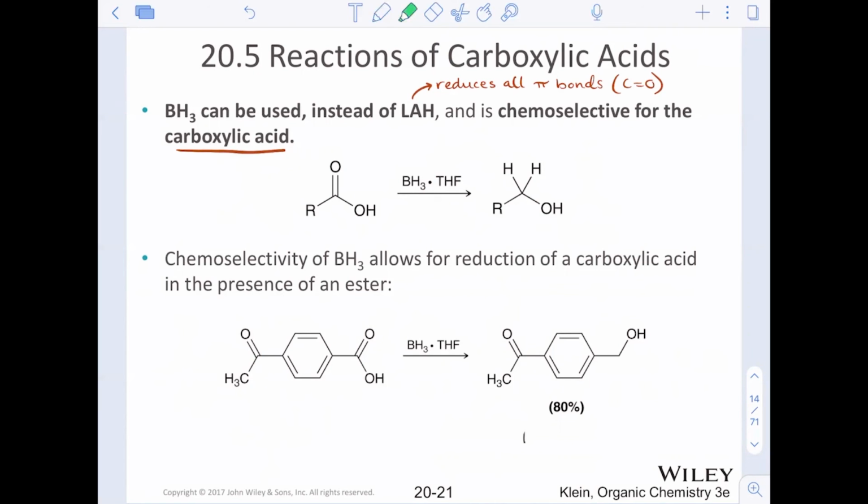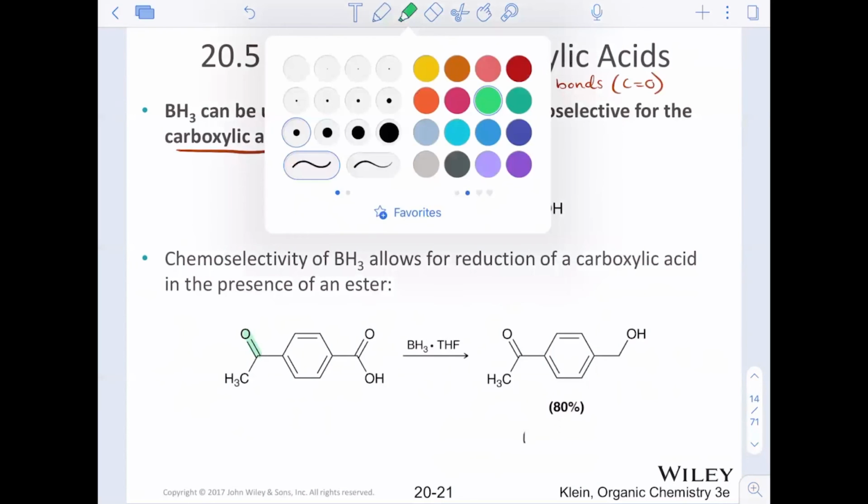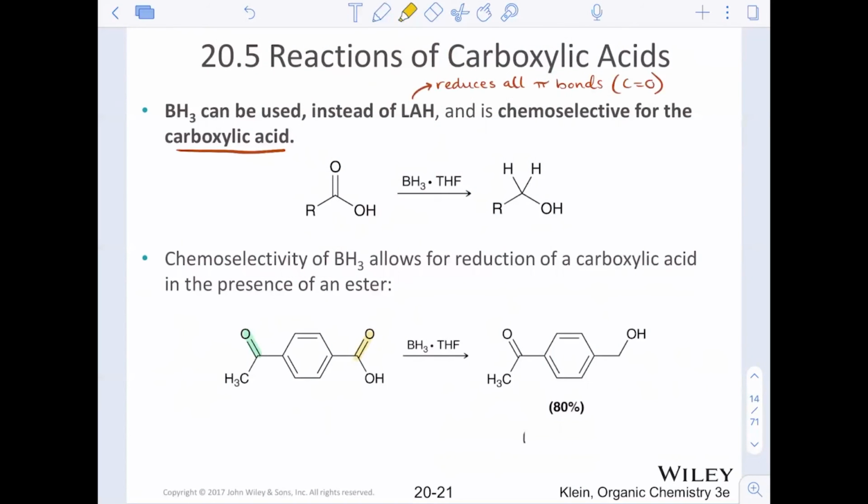You can see this example here. We have a ketone on one side of our molecule and a carboxylic acid on the other. By using BH3 and THF, we only reduce that carboxylic acid, not the ketone.